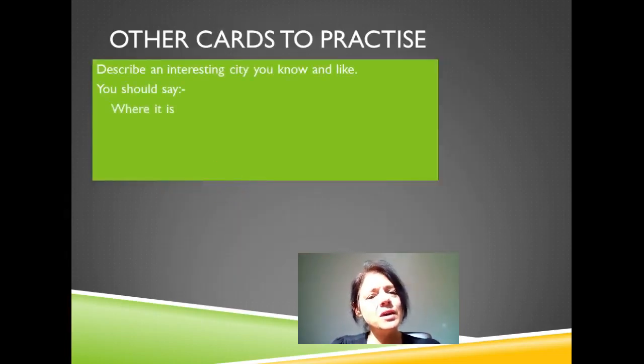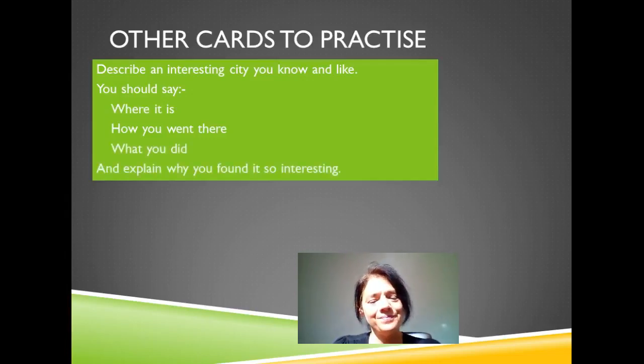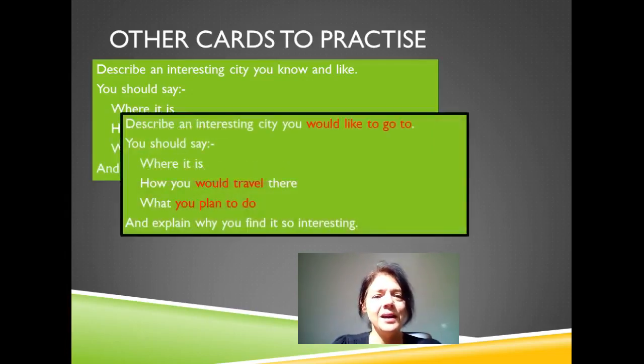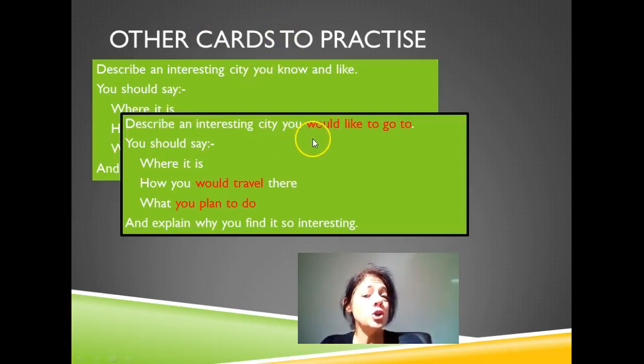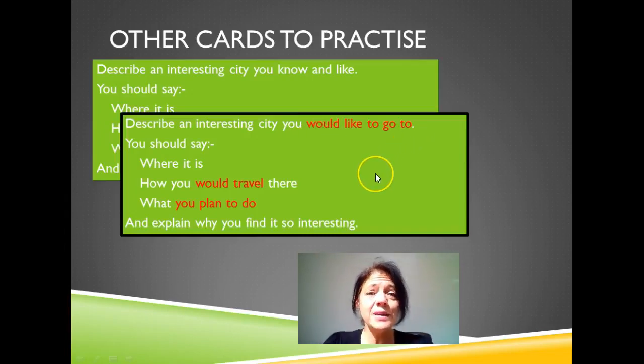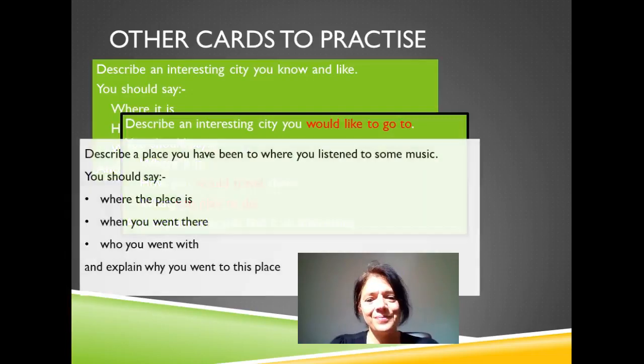What about if you had to describe a city? Or what if the examiner changes the verb tense? This is a city you already know. This one is a city you would like to go to, so you have to speak about it in the future, as well as describing its general appearance. And this is a different one. Describe a place you have been to where you listened to some music. So there are 3 more that you can practice.